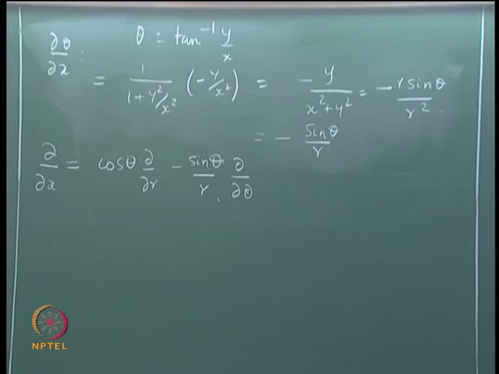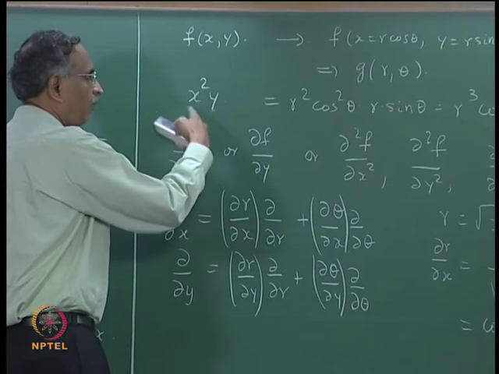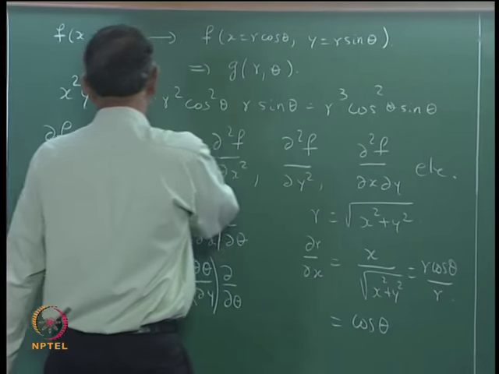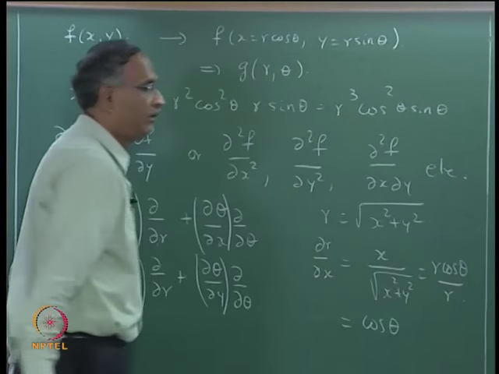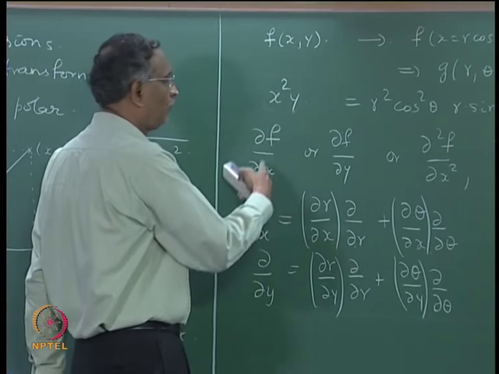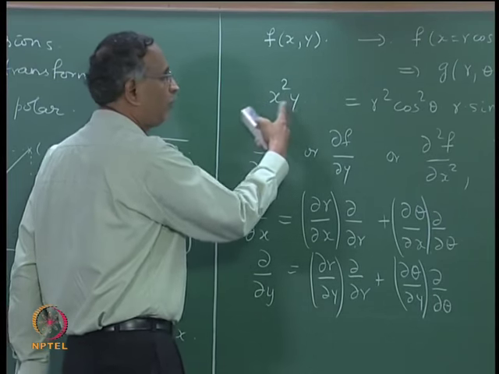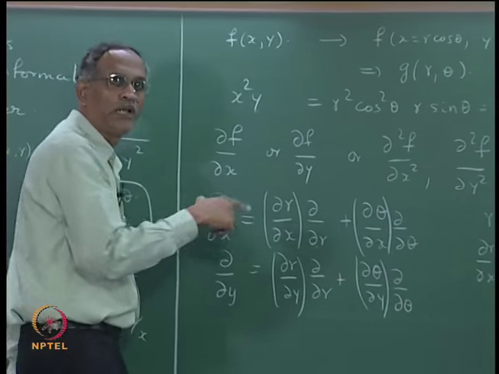Now, exactly what is meant by this? You can very easily verify that a given function, for example, x squared y, which in the Cartesian form is this, in the polar form is r cube cos theta sin theta. If you take the derivative of this function with respect to x, dou by dou x, you will get 2xy, which if you substitute in terms of x and y, you will get the polar form.